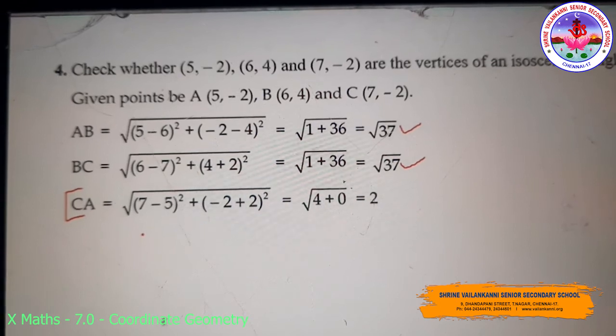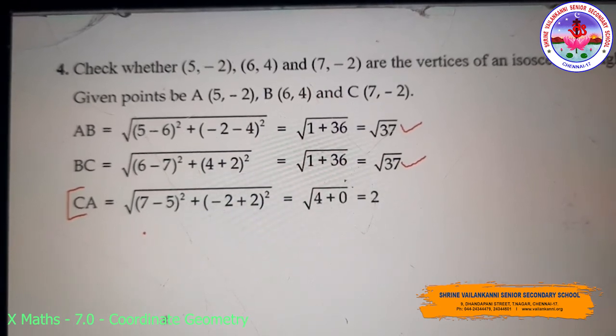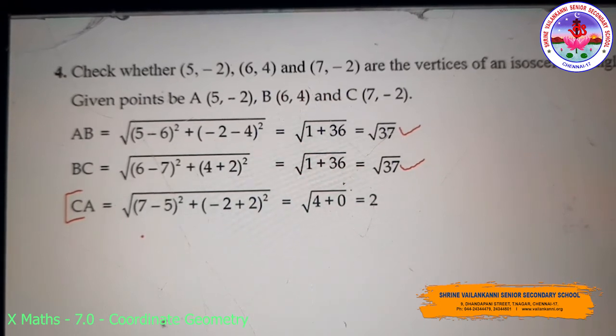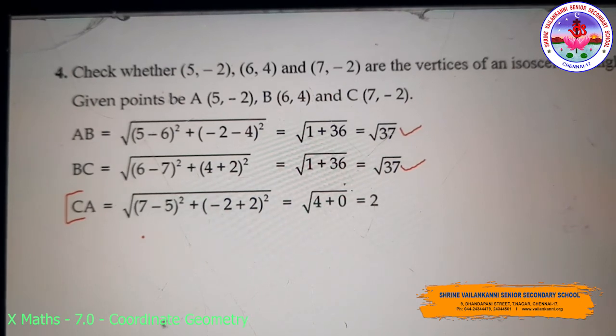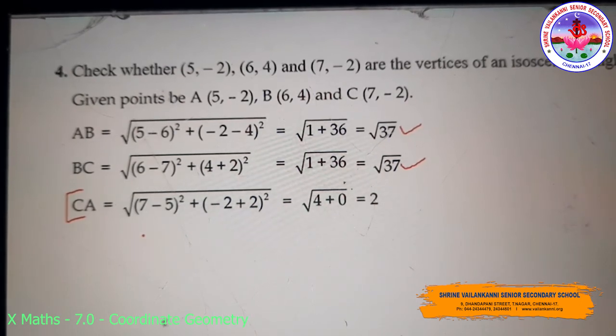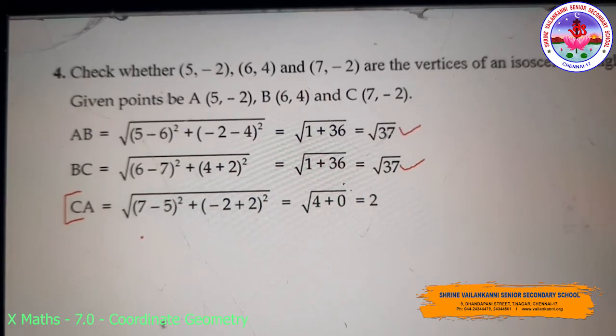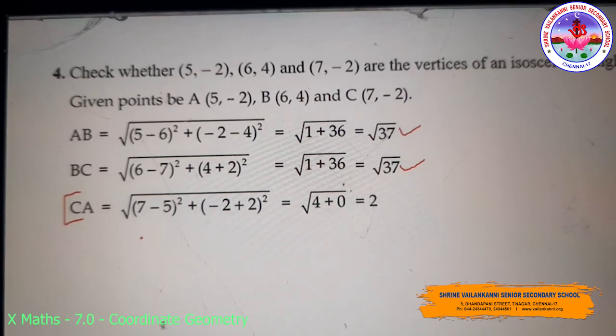Now coming to the distance CA, which is equal to square root of 7 minus 5 the whole squared plus minus 2 plus 2 the whole squared. In this case, minus 2 plus 2 gets cancelled. So you will be having square root of 2 squared plus 0, which is equal to square root of 4 plus 0, which is equal to 2.